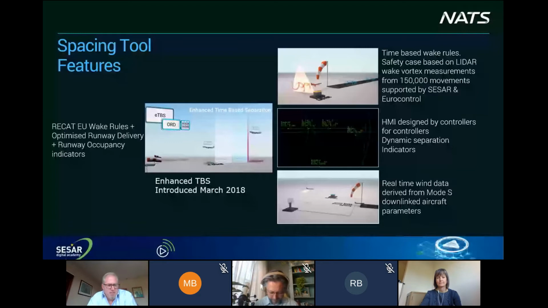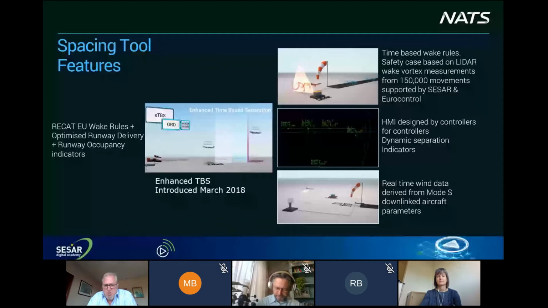So the basis of the tool is shown on this slide. We started off collecting, it was actually 5 years worth of data supported by SESAR and Eurocontrol, 5 years worth of wake vortex measurements, both in ground effect and out of ground effect. And that provided the basis for the safety case. Now, other people don't need to do that now. We've already done that collection, which has proved the case for TBS.